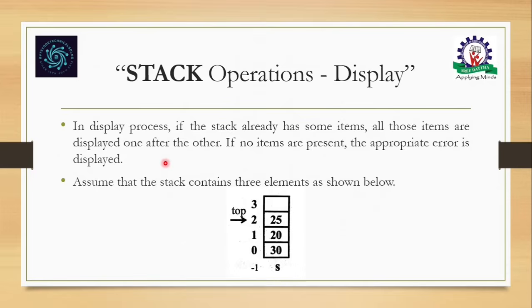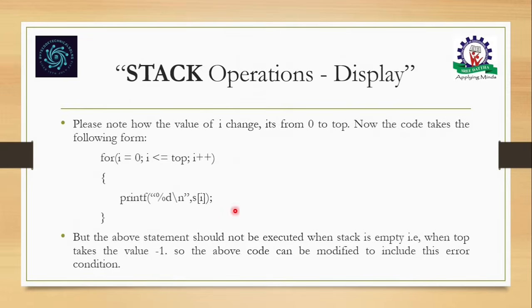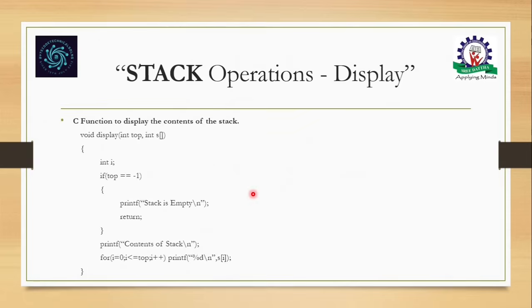Equal to specifies that we also include the place where top is marked. So if top is equal to 2, I will run from 0, then 1, then 2. In this way we print the elements in the stack body. But this statement must not be executed when top is marking at -1. So we have to put an error message for that stage.